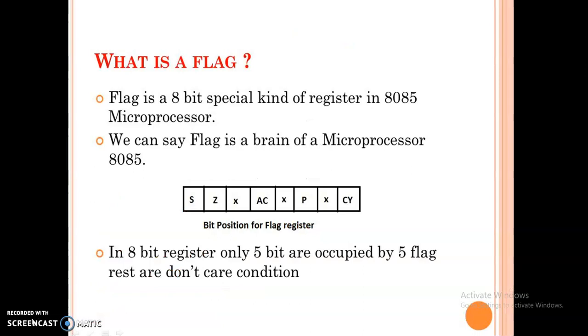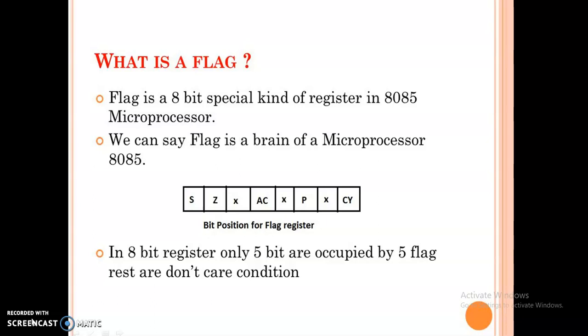So what is a flag? Flag is an 8-bit special kind of register in the 8085 microprocessor. Special kind means it stores either 1 or 0 depending upon the operation of an arithmetic or logical function. We can say flag is the brain of the microprocessor 8085.